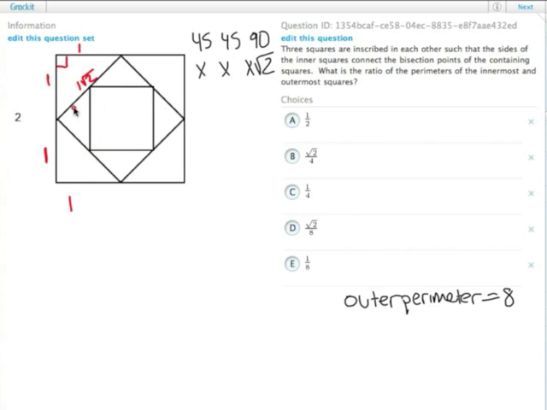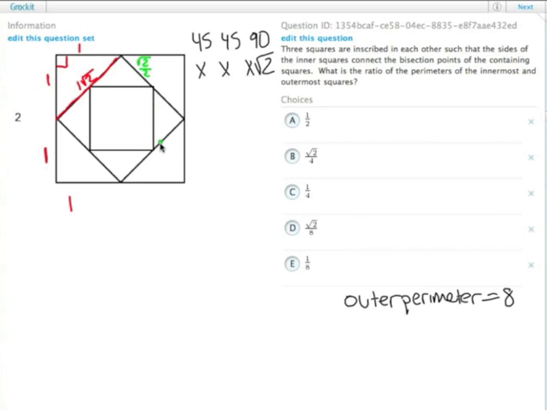We don't need the middle square. We need the innermost square. So if this whole side is 1 times the square root of 2, then one of these half sides is the square root of 2 over 2. It's half that distance.